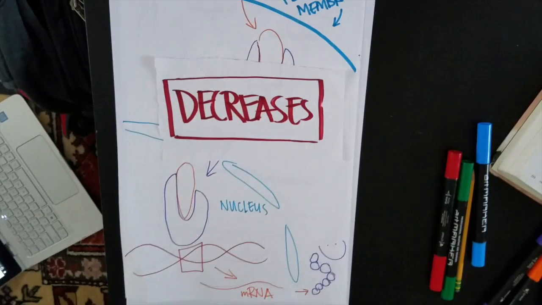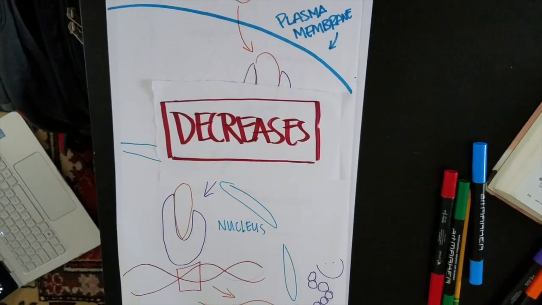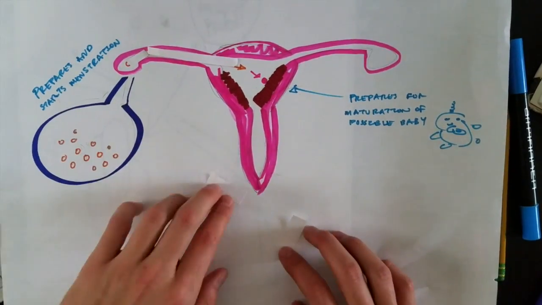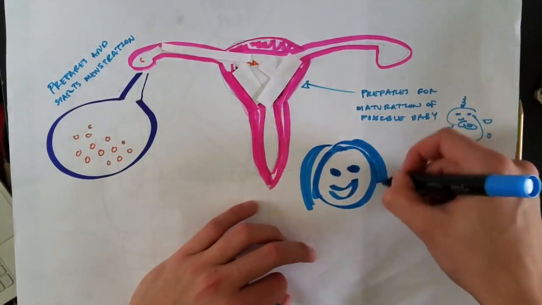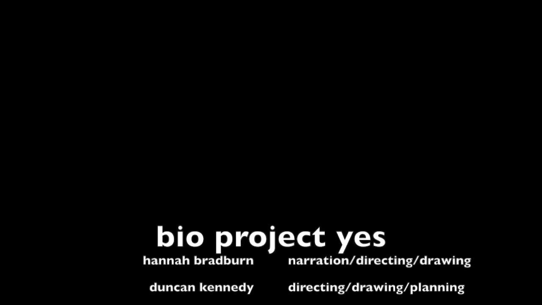This causes estrogen communication with target cells in the reproductive system to decrease. Since there is no ovulation, there is very little chance of pregnancy.